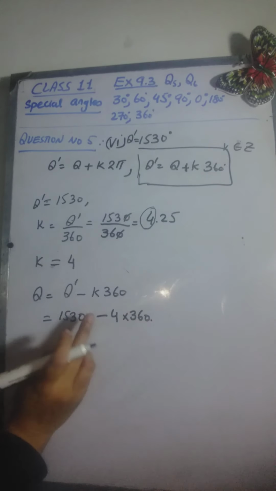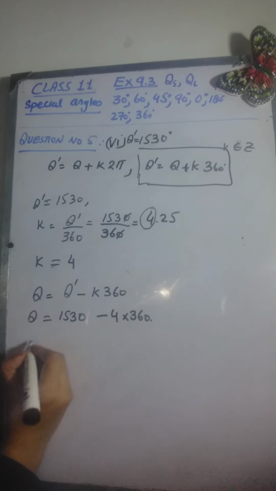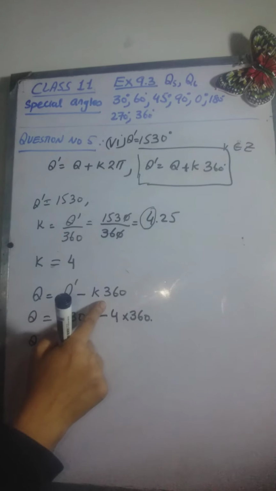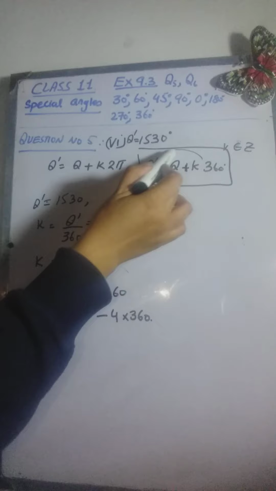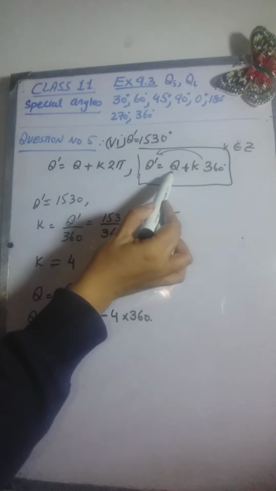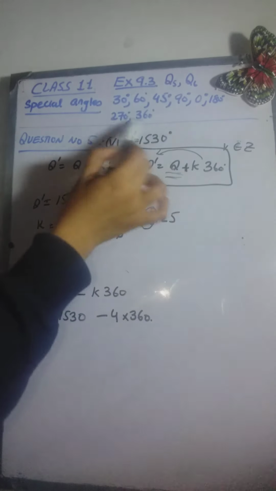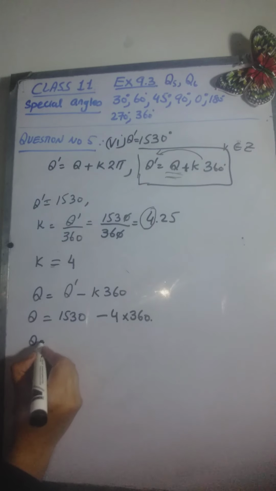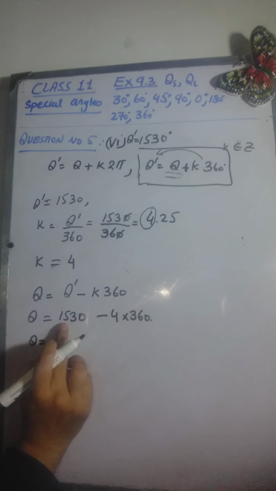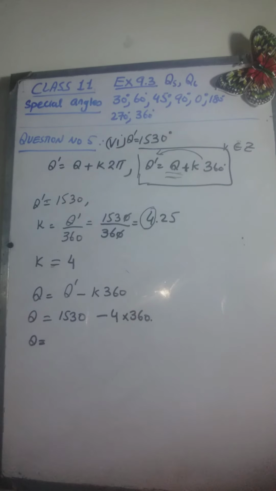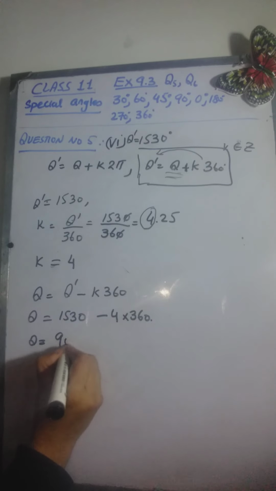Okay, so it means that theta will be theta dash minus k times 360, because I have shifted this to the left hand side to find the value of theta. Theta will be one of these special angles. So theta is equal to 1530 minus 4 times 360. Calculating this by using a calculator, this comes out to be equal to 90.